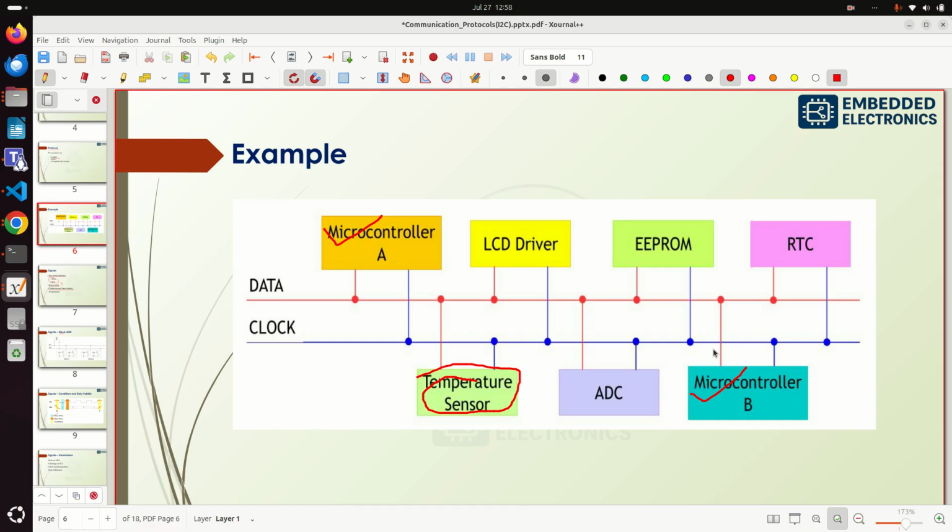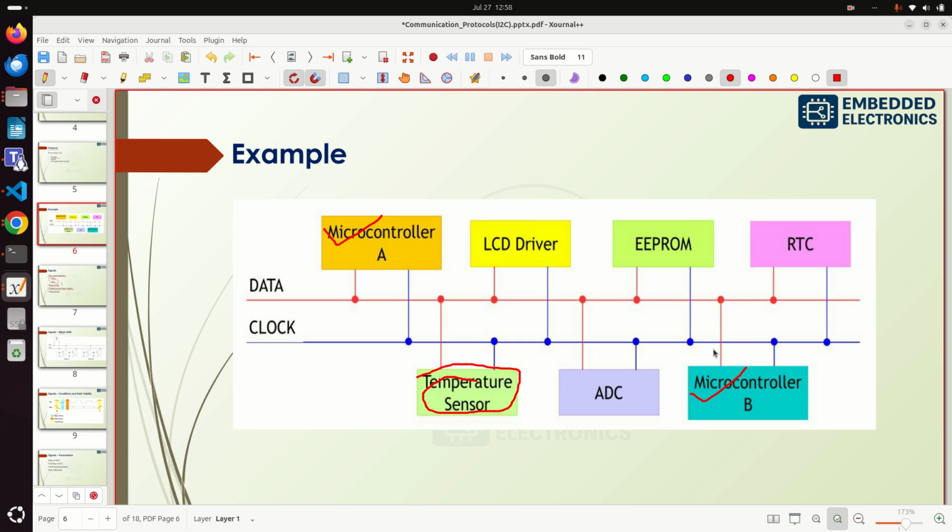So now whatever start bit is transmitted from microcontroller A is received by all the devices in the network. So all devices think somebody transmitted the start bit, there might be a possibility of communication happening, let me pay attention. Then later microcontroller A transmits the unique address of the temperature sensor. All the devices are looking at the unique address, so whoever gets a match sends the acknowledgement.